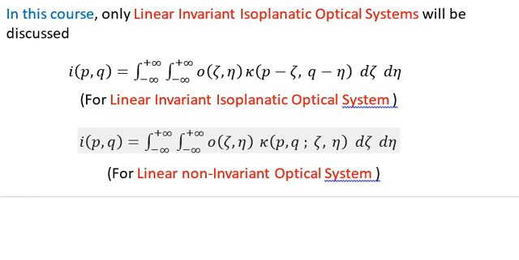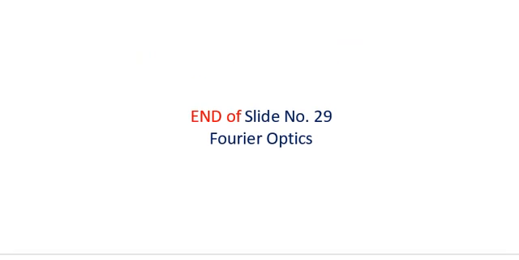Now look at this integral, which is the second integral. It has kappa, which is not written in the form given for the previous integral. So the functional form of kappa here can change from point to point. If zeta and eta change, the position of kappa, which is p and q, will change, but the functional form of kappa will also change. Such a system is referred to as a linear but non-invariant system. So mostly we shall be dealing with those systems which are isoplanatic. That is, we will be dealing with the first integral, and sometimes when the system is non-invariant, we might be dealing with the second integral. So here, this is the end of slide number 29.